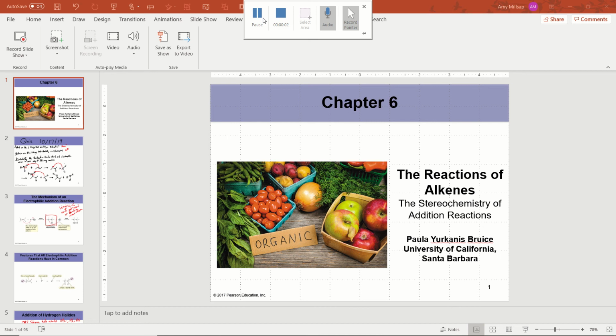Okay, now we're ready to get into the more interesting part of organic chemistry, reactions. And we're going to start with reactions of alkenes and the stereochemistry of addition reactions. This is chapter 6. Now, before you begin this chapter, I want you to have out and ready two things.